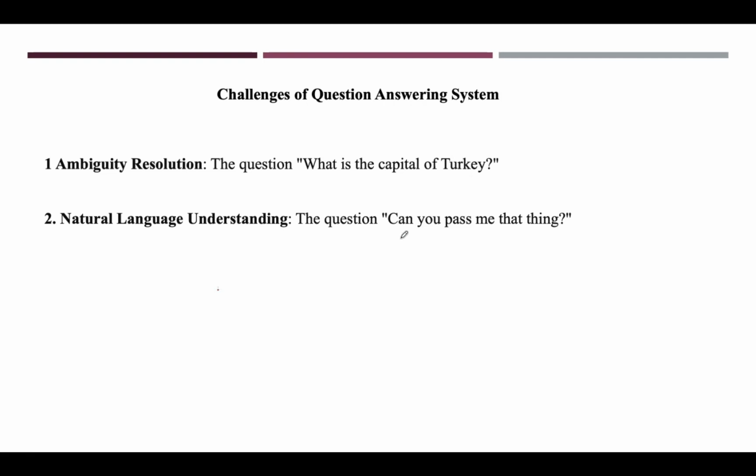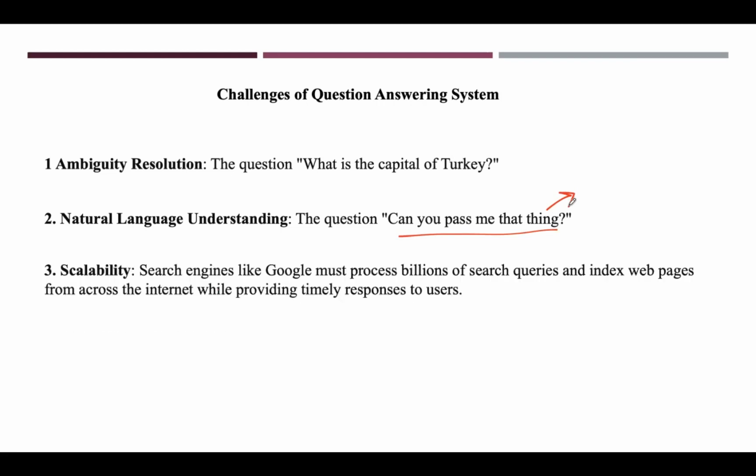Say, suppose the question is, can you pass the thing? Here the machine should understand what this thing refers to based on the context, which is again challenging for AI systems. And then scalability. Handling large volumes of data efficiently, including text corpora, knowledge bases, and user queries, is again a challenge, because search engines like Google are processing billions of search queries and various indexed web pages from the internet in order to provide responses to users.